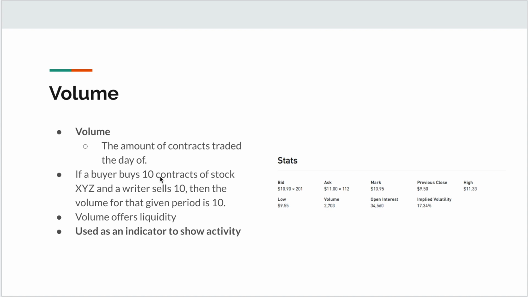Not us personally, but anybody out there, when there is 10 buys and 10 sells, the volume for that given period is 10. Volume also offers liquidity. So just like bid and ask, volume offers liquidity, and they go hand in hand with one another, because the higher the volume, the more likely the bid and the ask are going to be closer to one another, because there are more people in agreement with the price. You can use volume as an indicator to show activity. So if a stock call option has more volume than it did last week, then you know the market sentiment about the price of the stock.